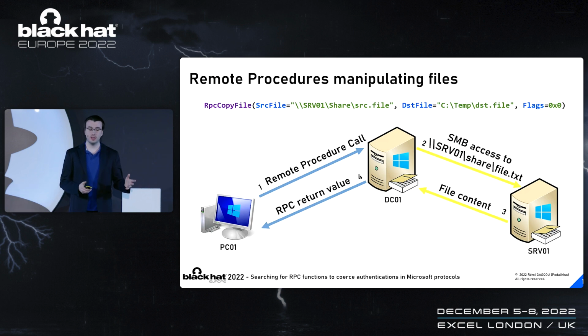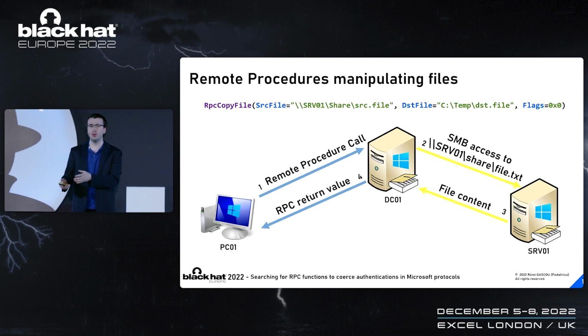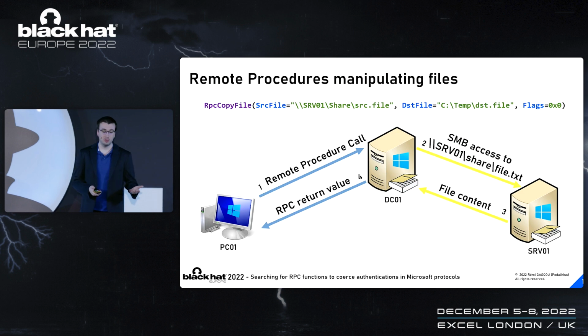But this source file does not exist. The source file is hosted on another server. So DC01 will try to access over SMB to SRV01. SRV01 will return the file content, and the file content will be stored on DC01. Finally, we'll have our return value or our return structure. In this case, it's a legitimate example, so it's not a problem as per se.